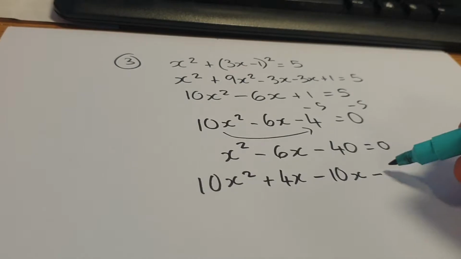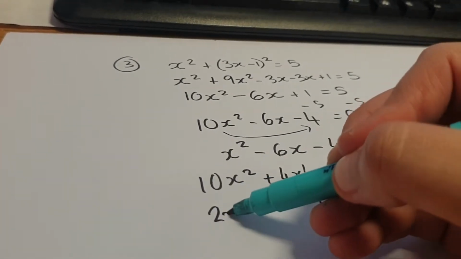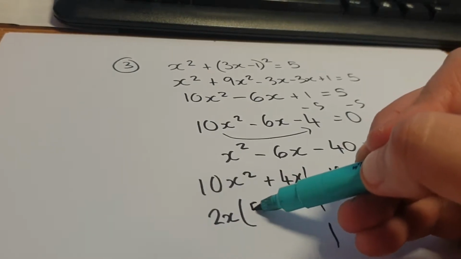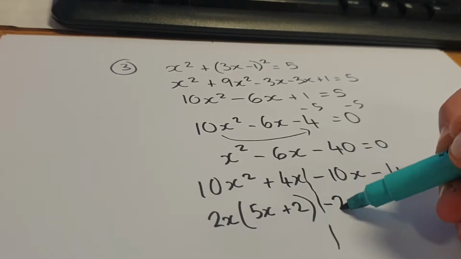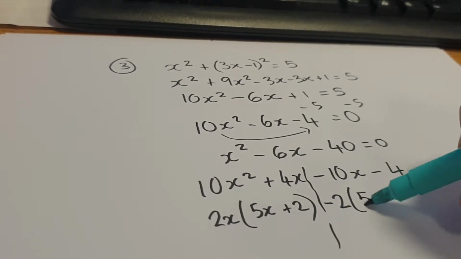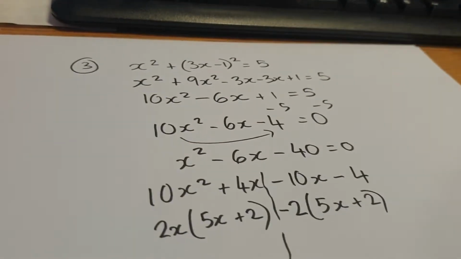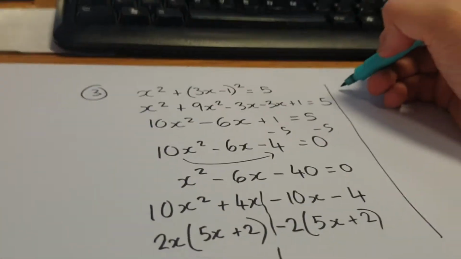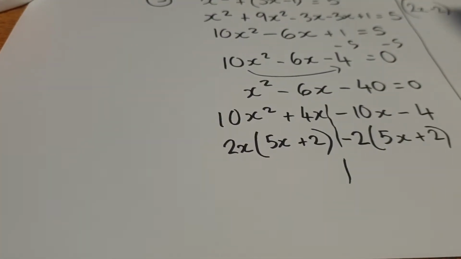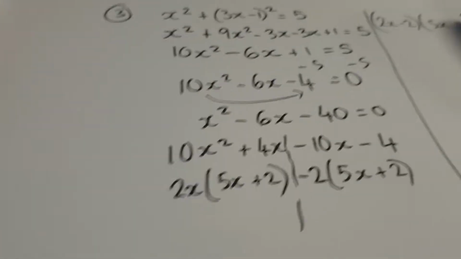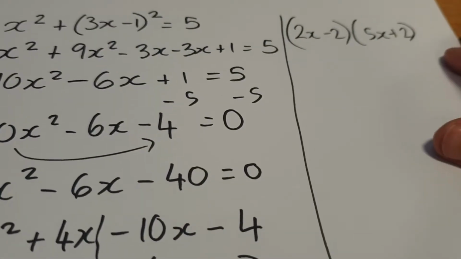And then go back to the original, which is 4. Split it. So what do they have in common? 2. And they have an x. So 5x plus 2. And then this one has a minus 2 in common. Don't forget that negative. So it's 5x plus 2. Okay, so if I write that out here, so I've got 2x minus 2 and I've got 5x plus 2. Okay, now I need to work this out.